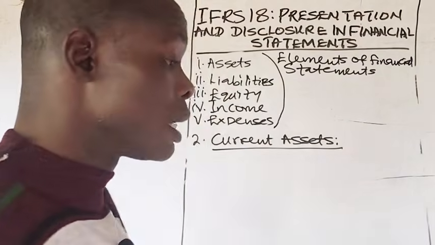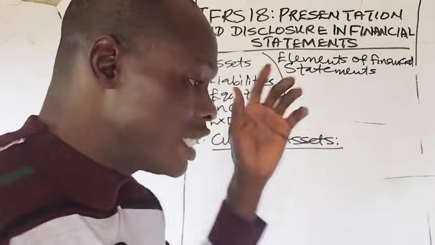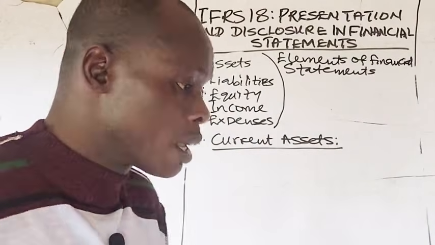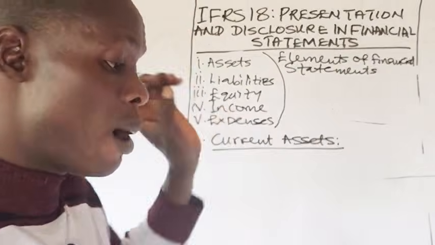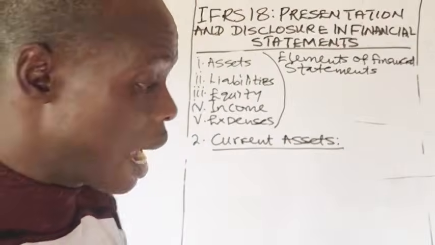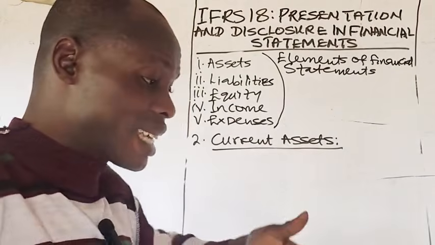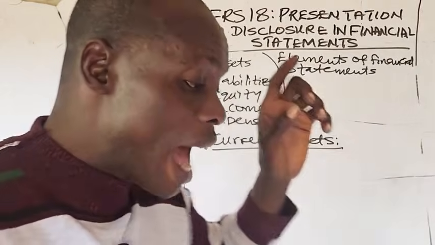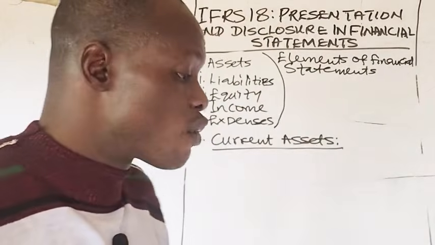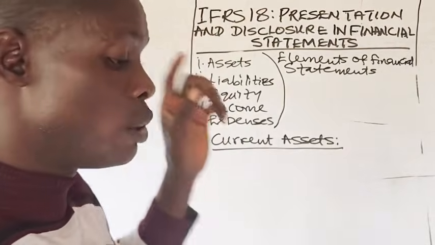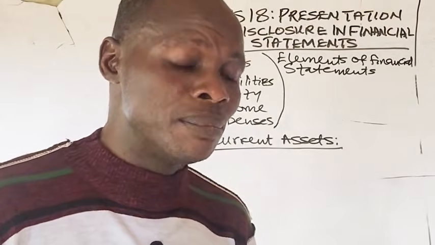Number four, it is cash or cash equivalent, unless the asset is restricted from being used for at least 12 months after the reporting date of the entity. I repeat, it is cash or cash equivalent unless the asset is restricted from being used for at least 12 months after the reporting date of the entity.